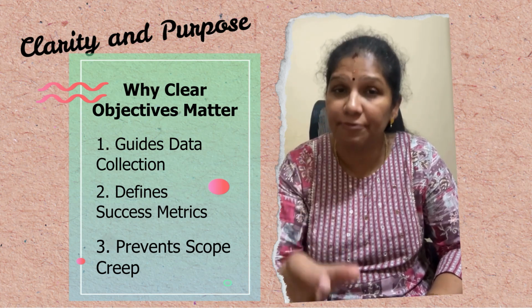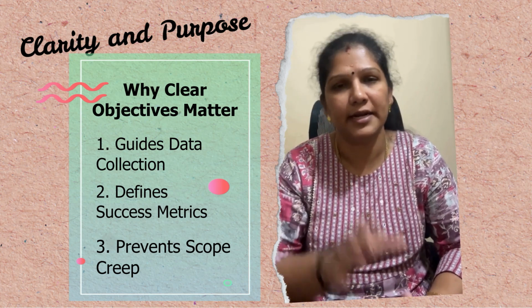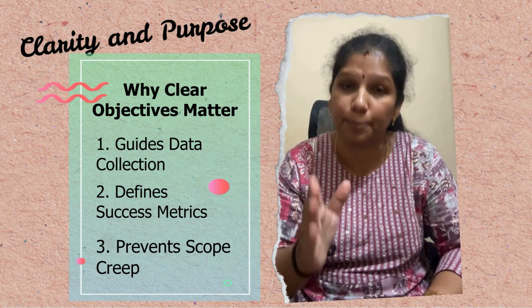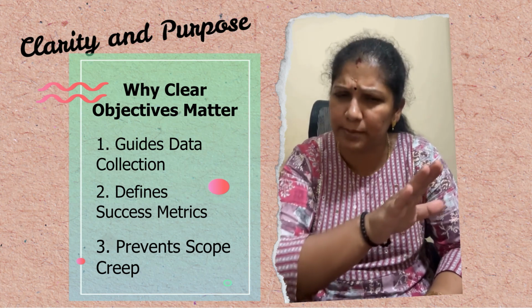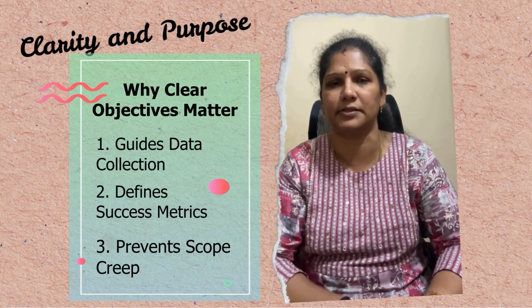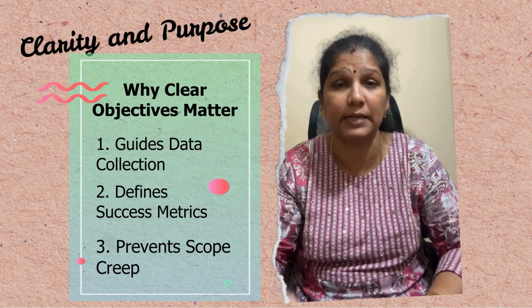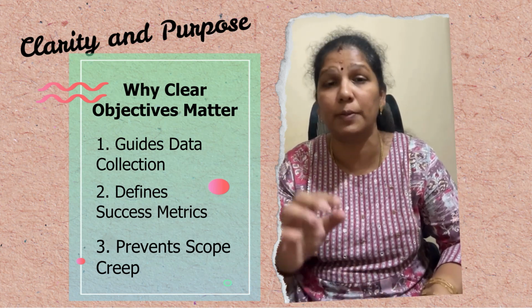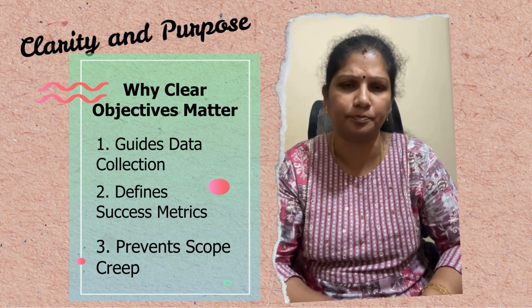Next, define success metrics. Different objectives help you identify key metrics to track progress. For example, accuracy might not always be the best metric. For imbalanced data sets, metrics like precision, recall or F1 score could be more meaningful.